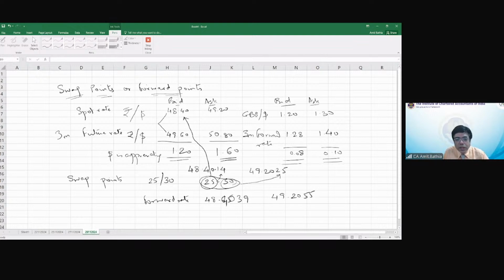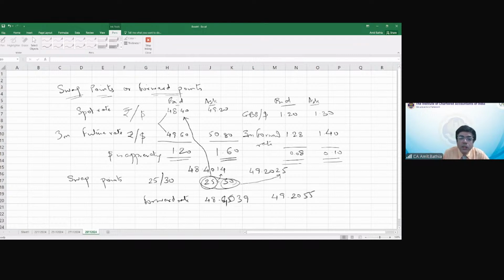So you imagine these are basically just numbers, for example, right? So if it is 4014, just imagine that is 4014 and you need to add 25 to that. So it will become 4039, right? Into your forward rate. Same goes with the ask rate as well. You will take again your spot rate 2025, add 30 into it, it becomes 2055.